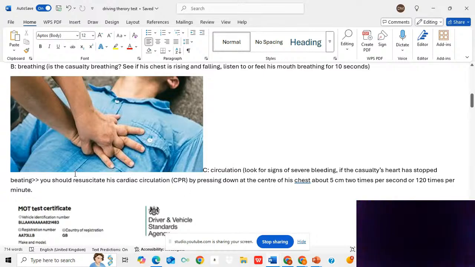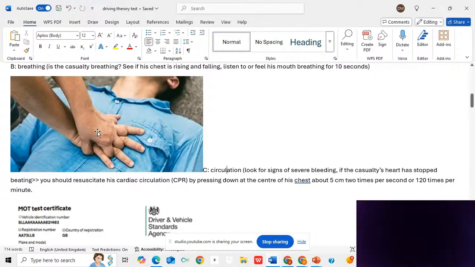You should resuscitate this patient if there are signs of severe bleeding. If you think there are signs of severe bleeding and the casualty's heart has stopped beating, so I think his body needs a pumping machine or a kind of pumping. Okay, so do CPR. How to do it?